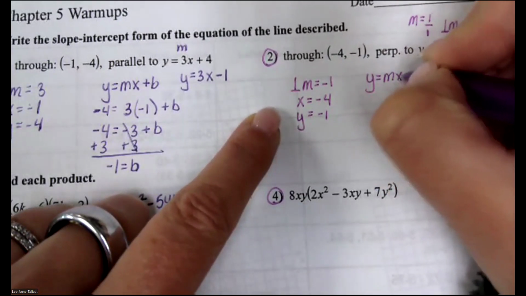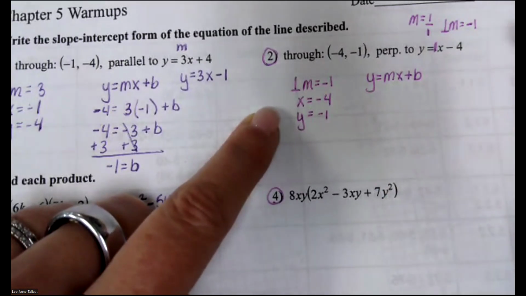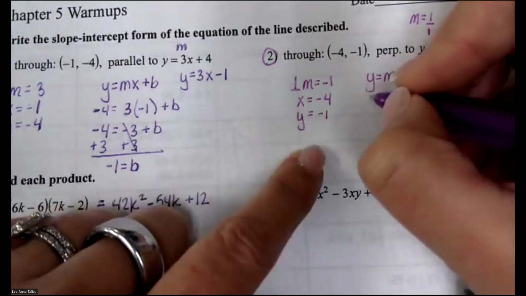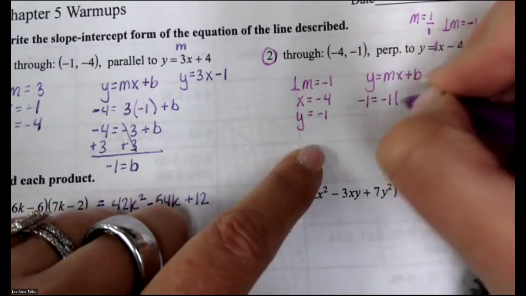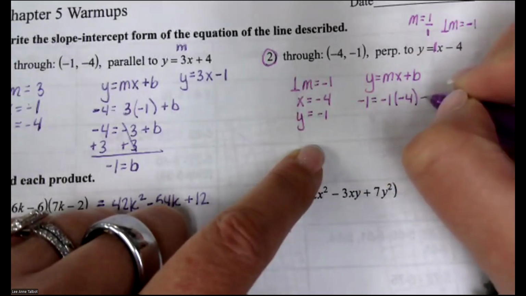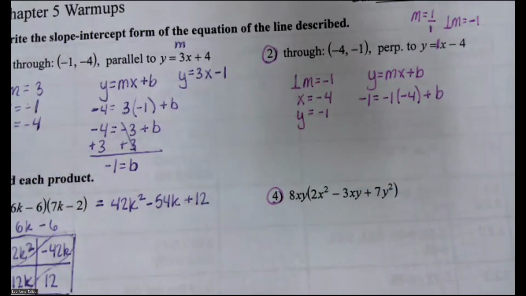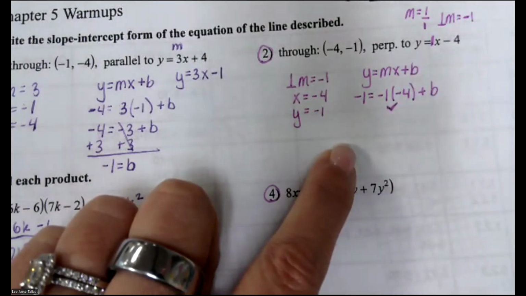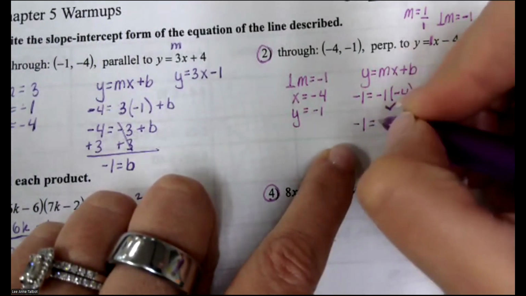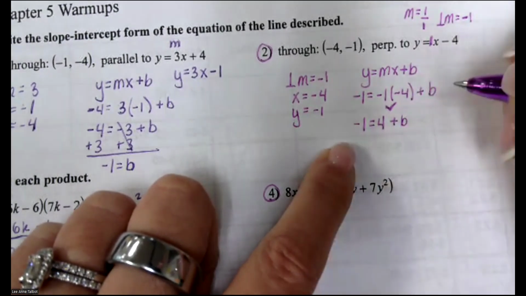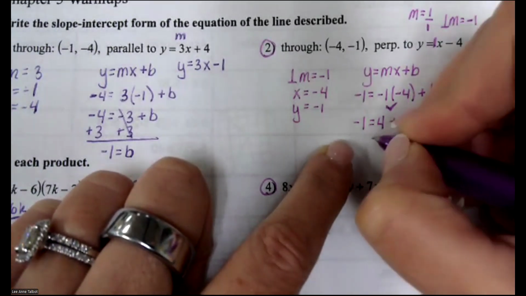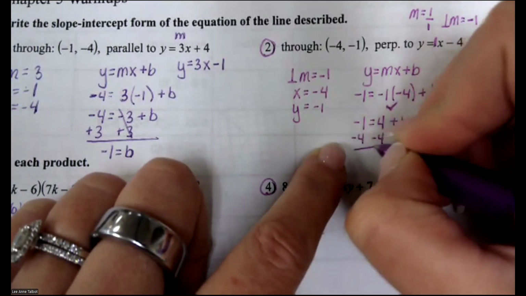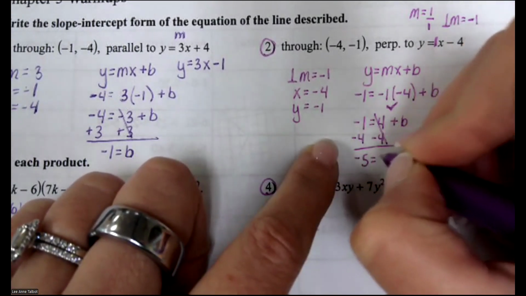y equals mx plus b. -1 equals -1 times negative 4 plus b. How many negatives can I put in one problem? So many negatives. That's funny because I'm a positive kind of person. Okay, multiply those two. -1 equals 4 plus b. Minus 4, minus 4. -5 equals b.